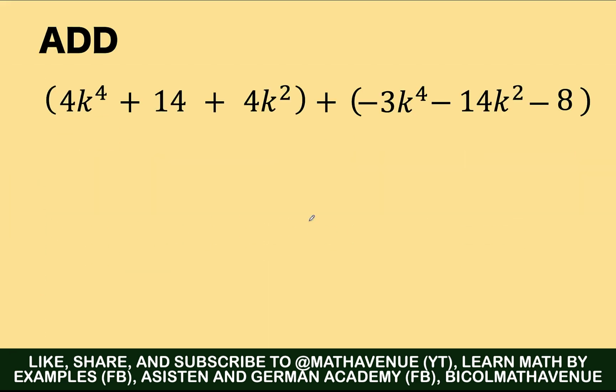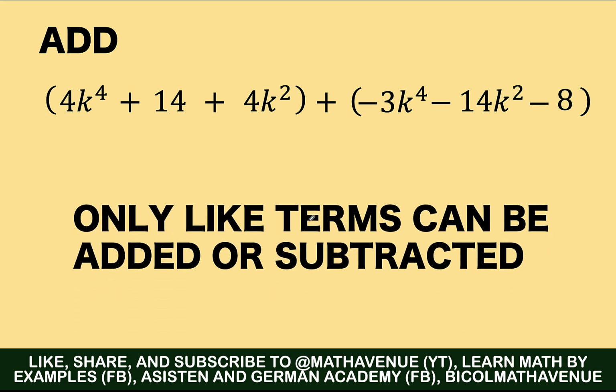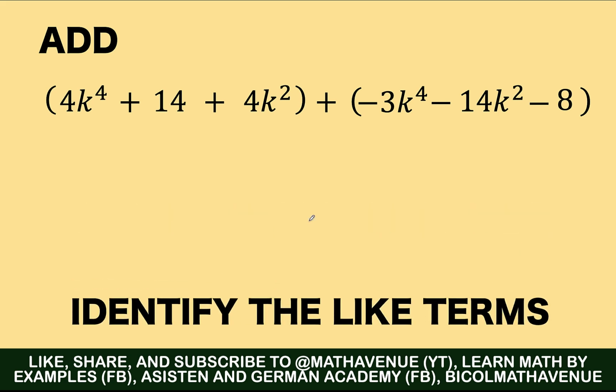Let's say we have 4k to the fourth plus 14 plus 4k squared, plus negative 3k to the fourth minus 14k squared minus 8, and we want to find the sum. Again, only like terms can be added or subtracted, so let's identify the like terms. 4k to the fourth and negative 3k to the fourth are like terms. Their variables are k to the fourth, k to the fourth.